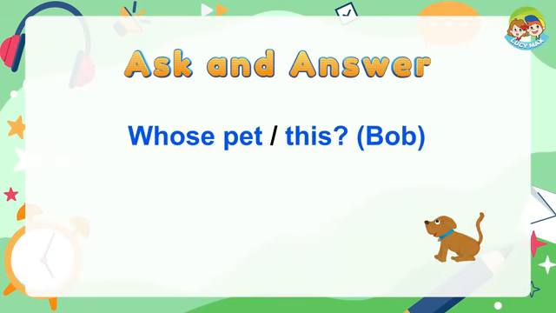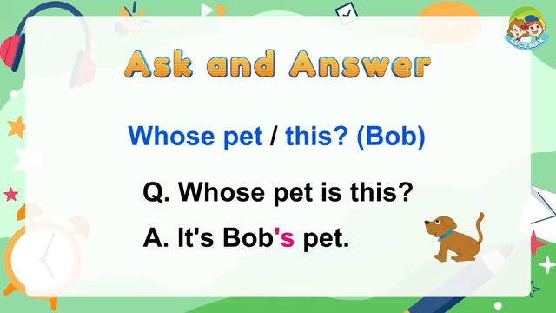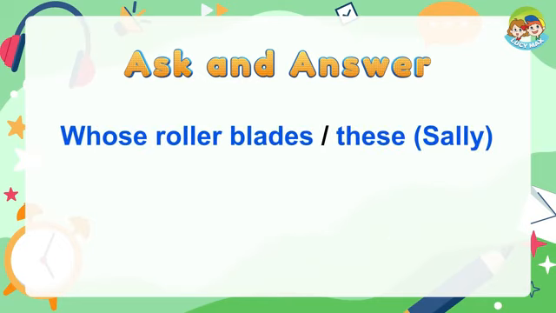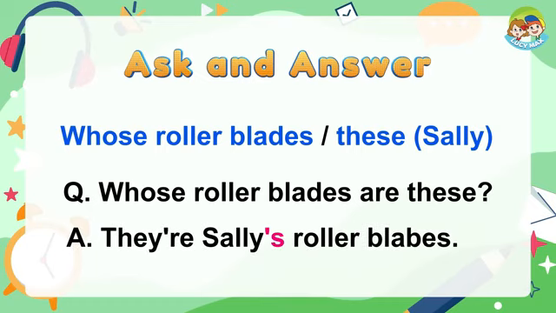Whose pet is this? And we have Bob. The question is, whose pet is this? It's Bob's pet, with an apostrophe S. Whose rollerblades are these? And we have Sally. Whose rollerblades are these? They're Sally's rollerblades.